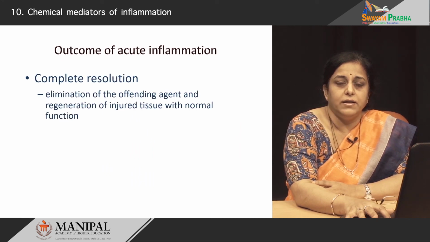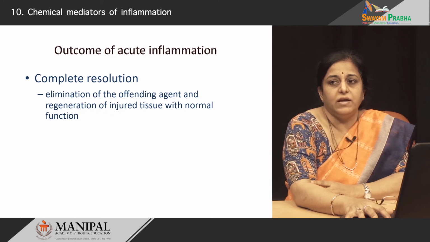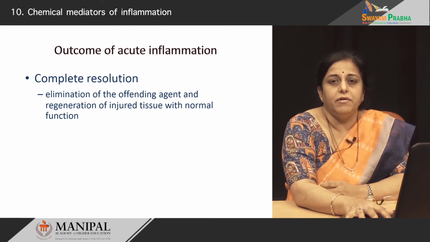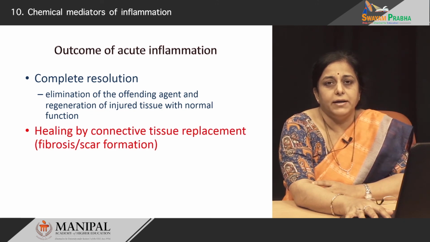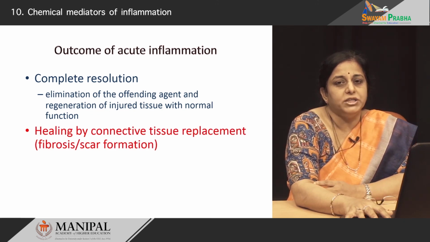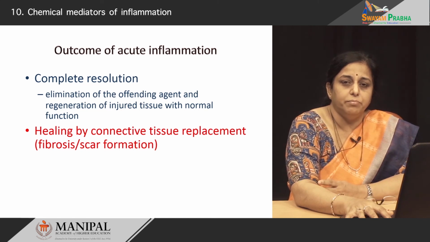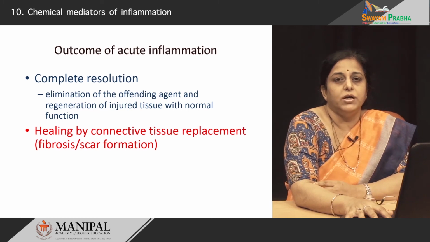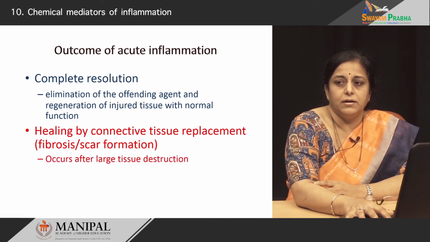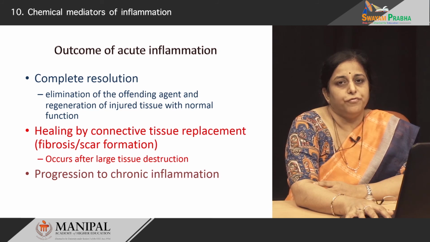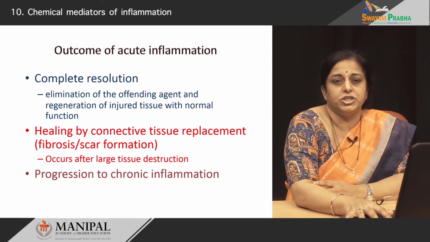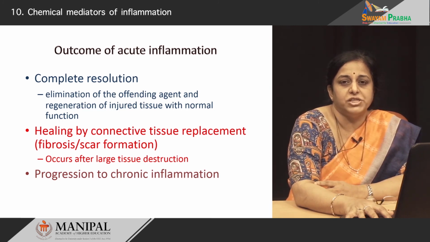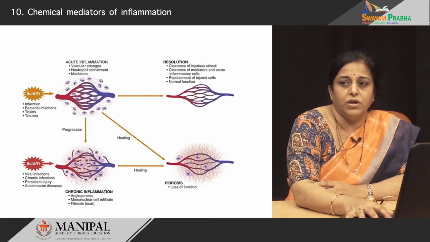So as we learned, there can be complete resolution when there is elimination of the offending agent and regeneration of the tissue that is injured. Healing by connective tissue occurs when there is significant tissue damage and regeneration cannot occur completely; the site of injury is replaced by connective tissue, that is fibrosis or scar. And if the injurious agent is not able to be eliminated or if there is a persistent infection, it progresses to chronic inflammation. So these are the outcomes of acute inflammation.